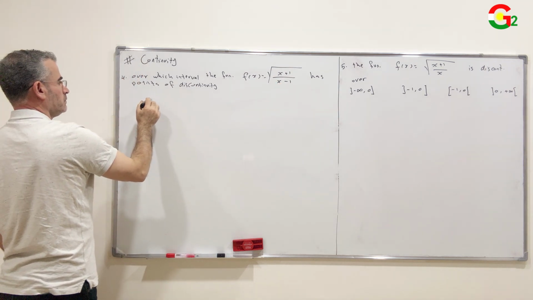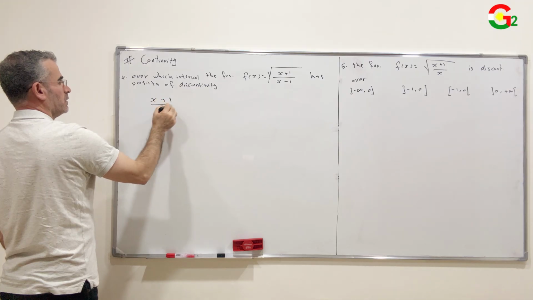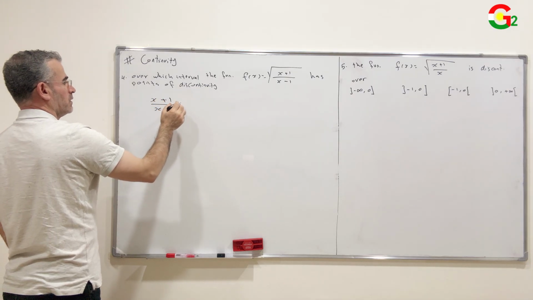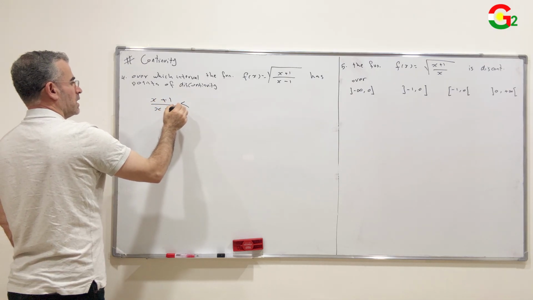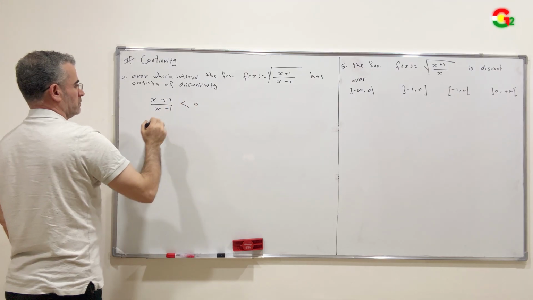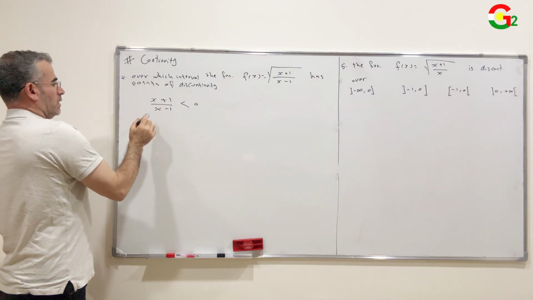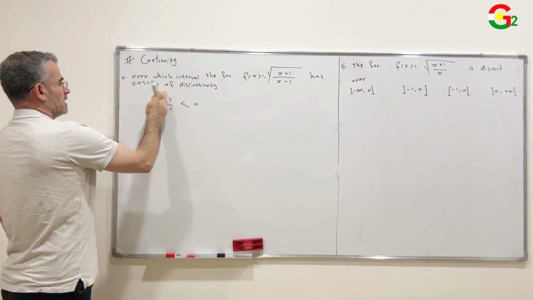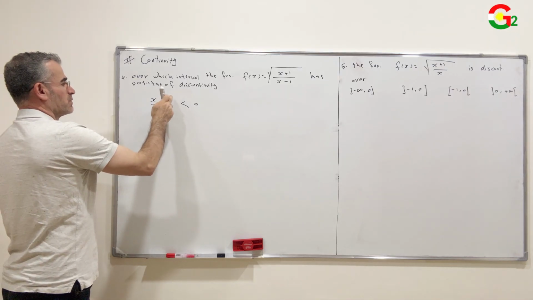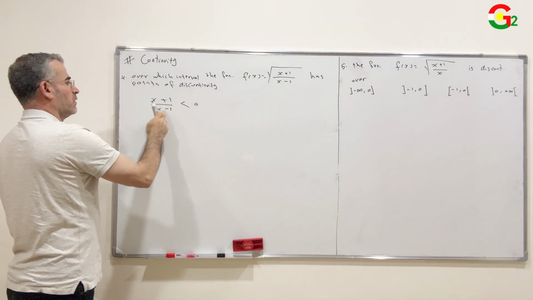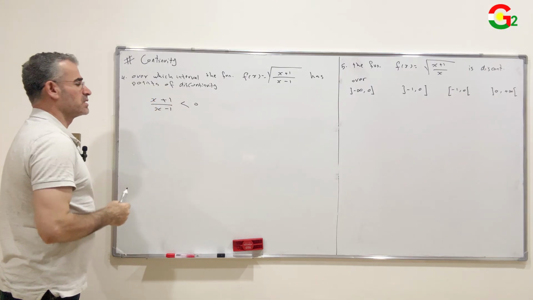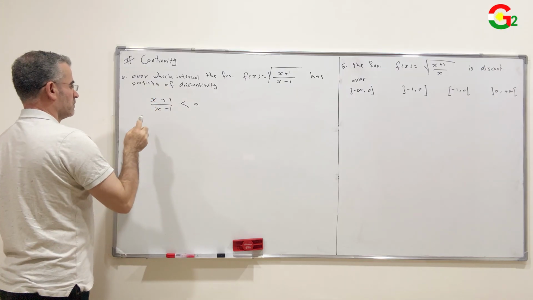Therefore, (x + 1)/(x - 1) < 0. Yes. This term is less than 0 when the numerator is positive and the denominator is negative, or the reverse: the numerator is negative and the denominator is positive.